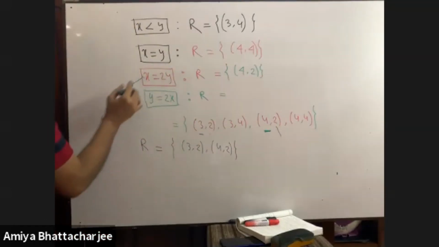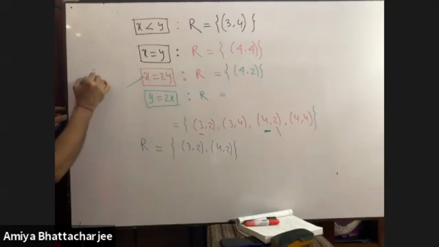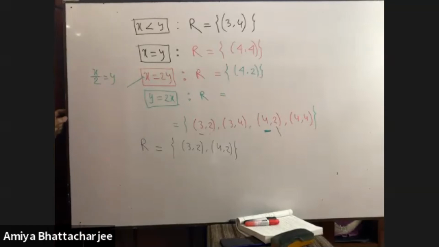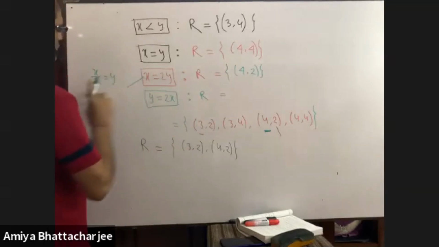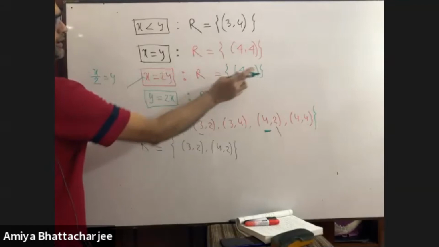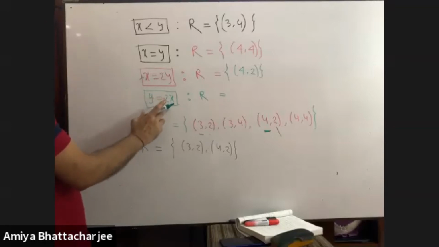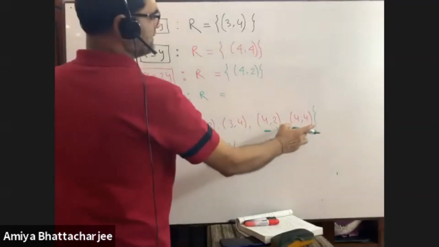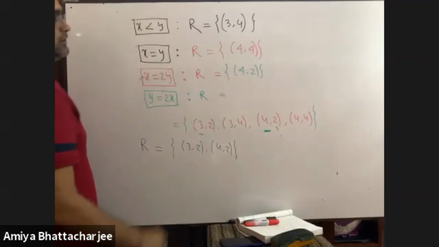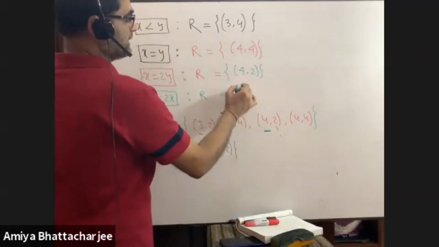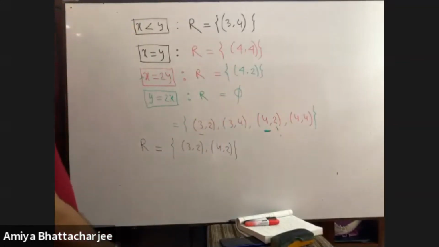Another thing, from here we get an equation x by 2 equals y. Now, if we divide 4 by 2, then we will get y. Is it x? That is the second one is twice the first one. There is no one here like this. So its answer is this.